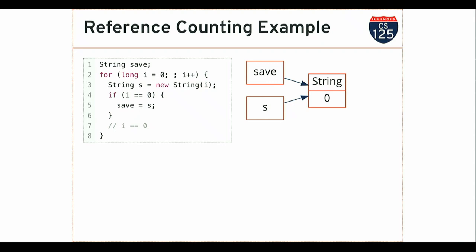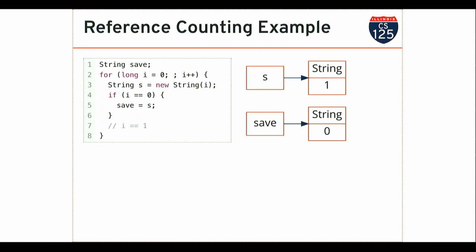So here's how things look the first time through the loop. I created a new string here, I called it S. I have a reference variable that holds a string. Because it's the first time, I've copied that reference to the save reference variable that is declared outside the loop. Now, the next time I run the loop, here's how things look.